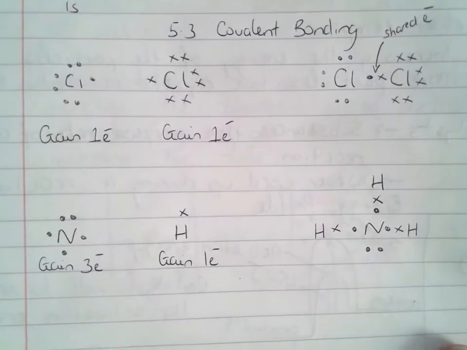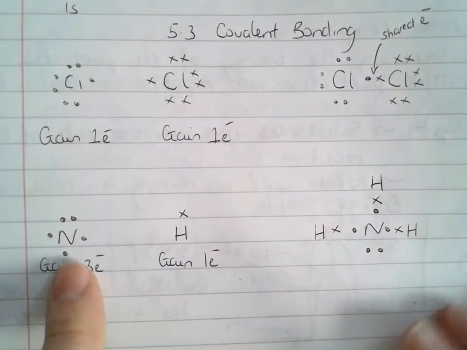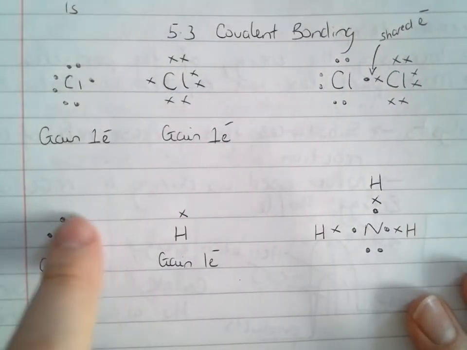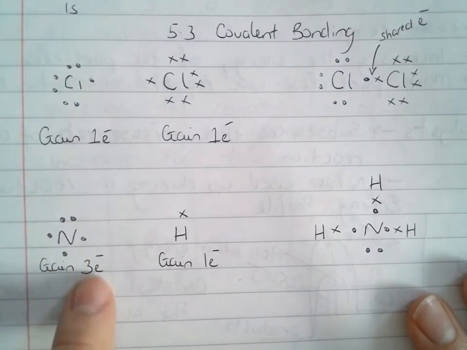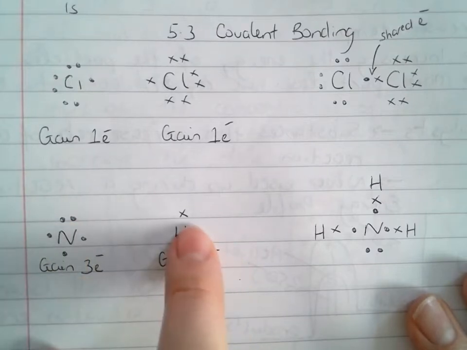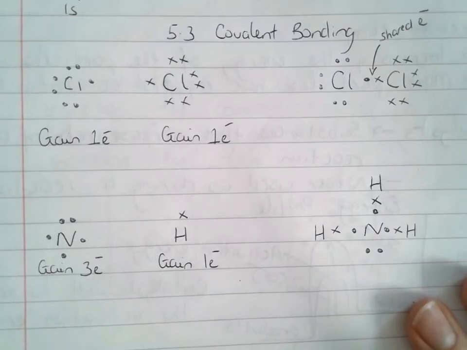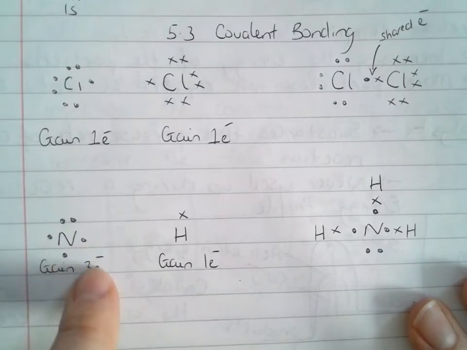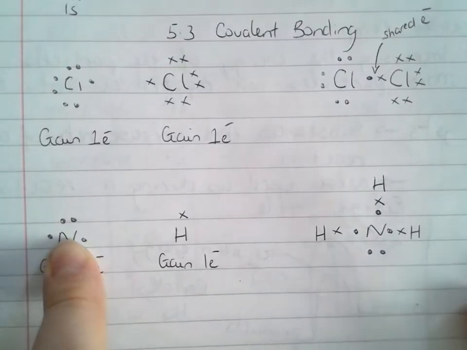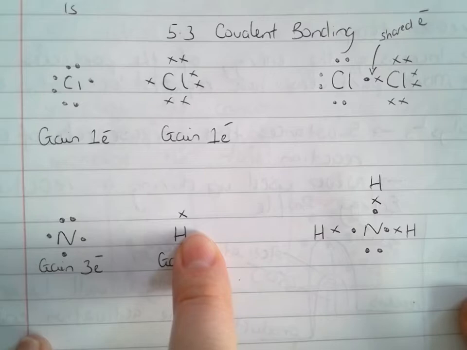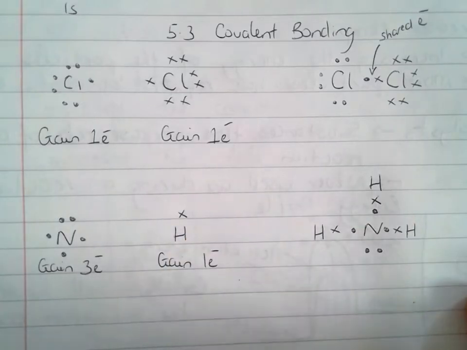If we look at another example, I've got nitrogen. Nitrogen's in group 5, so has 5 electrons in its outer shell. It therefore wants to gain another 3. Hydrogen has 1 electron. Its outer shell is the first shell. If it gains 1 more electron, it will have a full shell. Because nitrogen wants to gain 3 electrons, it wants to form 3 bonds. So when nitrogen and hydrogen react, you form ammonia, which is NH3.